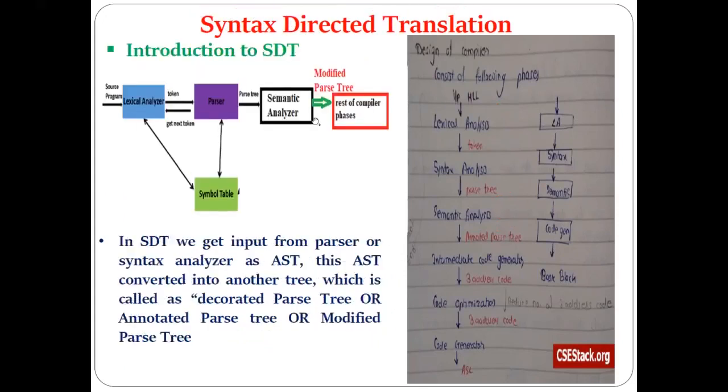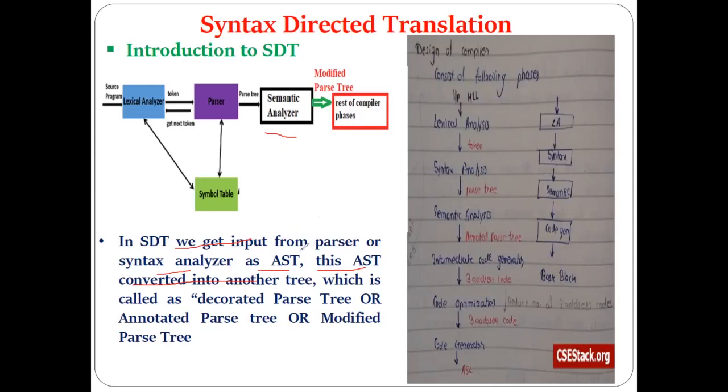Now, as we have discussed, in syntax directed translation, that is in the case of the semantic analyzer, we get the input from the parser or syntax analyzer, and that input is called a parse tree. It is also referred to as an abstract parse tree, or you can also call it the abstract syntax tree. All these names are valid. So this abstract syntax tree gets converted into another kind of tree. Yesterday I told you, this input, the abstract syntax tree received by the semantic analyzer, gets converted into another tree.